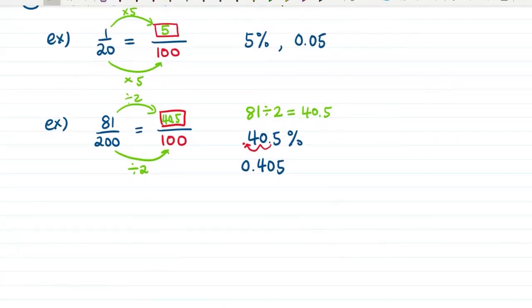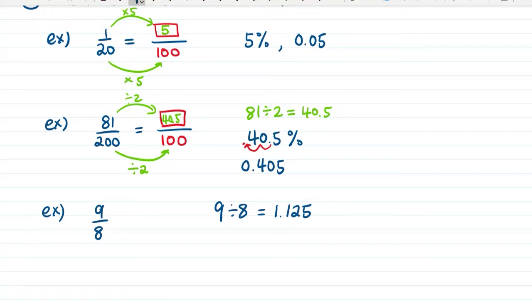Let's do one more. What if you can't find the denominator in multiples of 100 or 1,000? What you can do is simply divide the numerator by the denominator. So 9 divided by 8, and that will give us 1.125. So that's our decimal value.